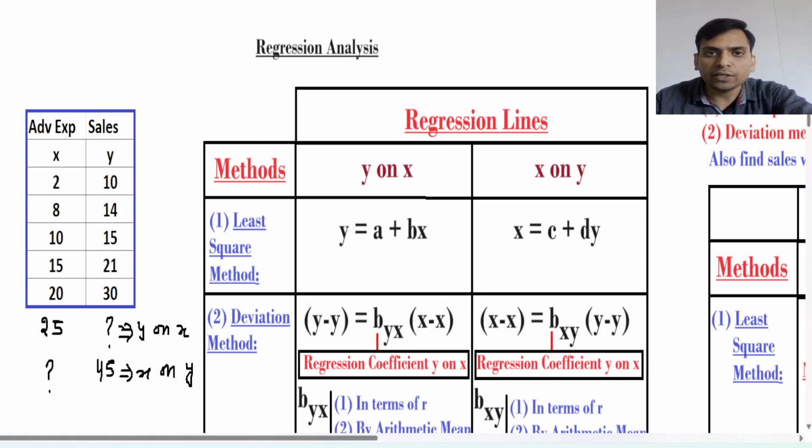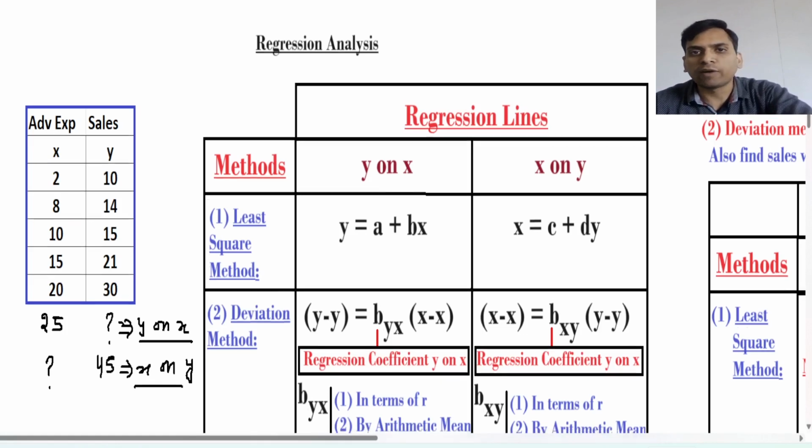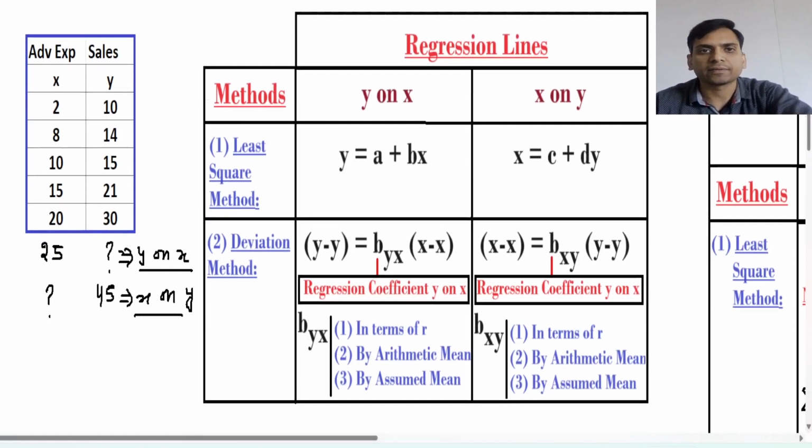So in linear regression, there are two types of regression lines. First is Y on X and second is X on Y. For this, we will use Y on X, and for this second, we will use X on Y. And to find these regression lines, Y on X and X on Y, we have two methods. First is known as the least square method and second is known as the deviation method.